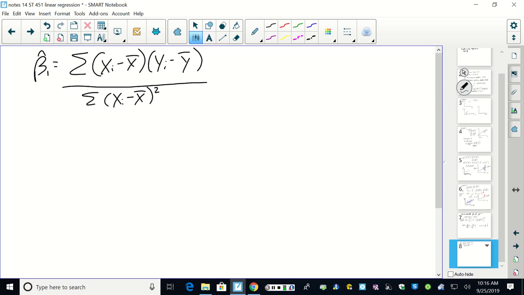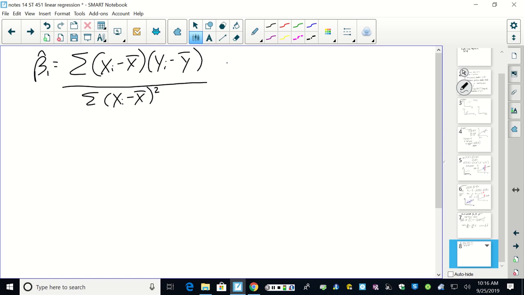So there's something about how x and y are varying together in the numerator. If x and y tend to be bigger than their averages together, you're going to get a positive contribution up there. If one's positive and one's negative, so that they're off the diagonals, you can get negatives. If it's pretty flat, it should all come out to be near 0, but it is standardized by the sum of squares of the x's.